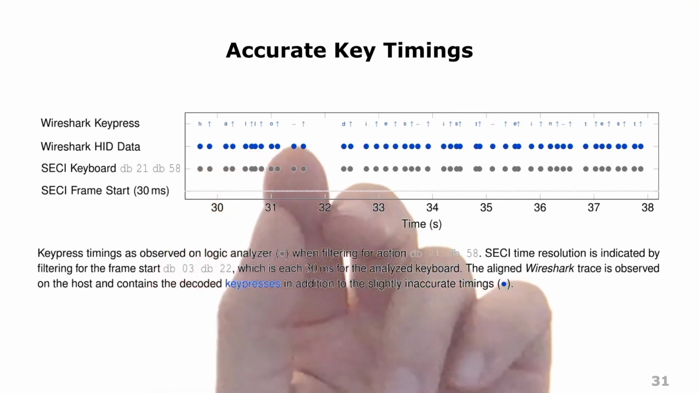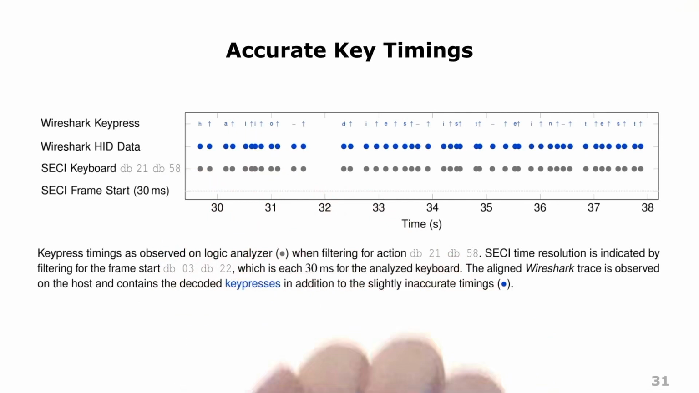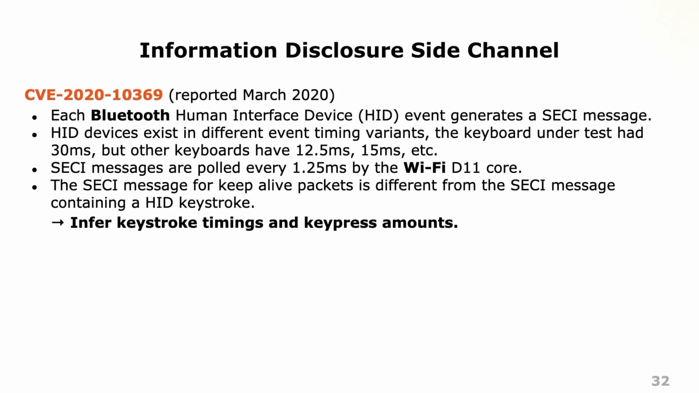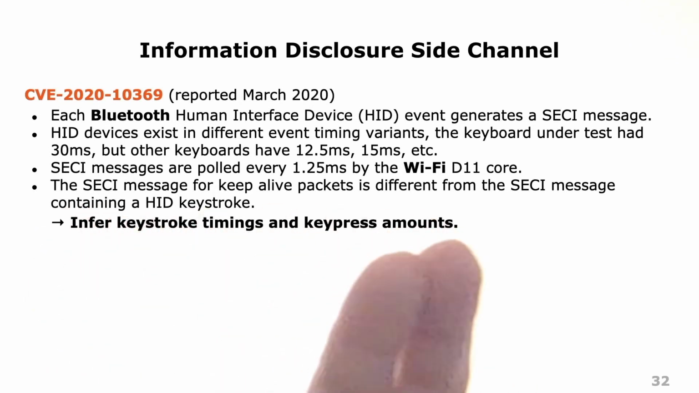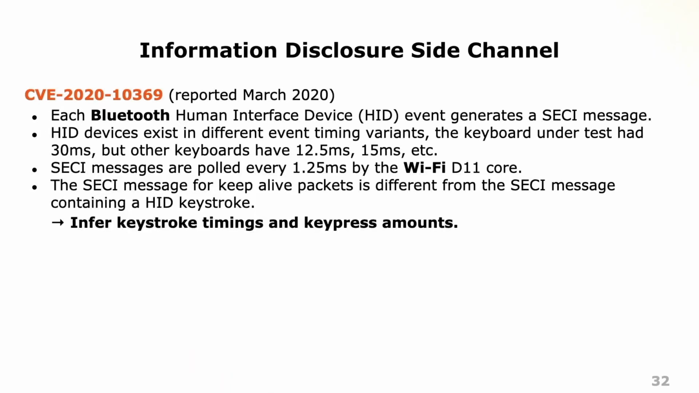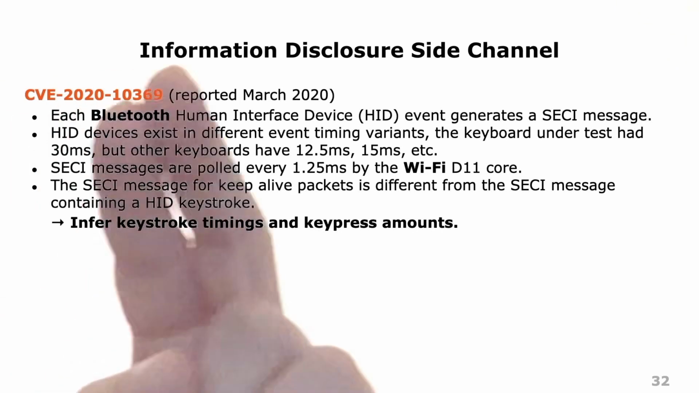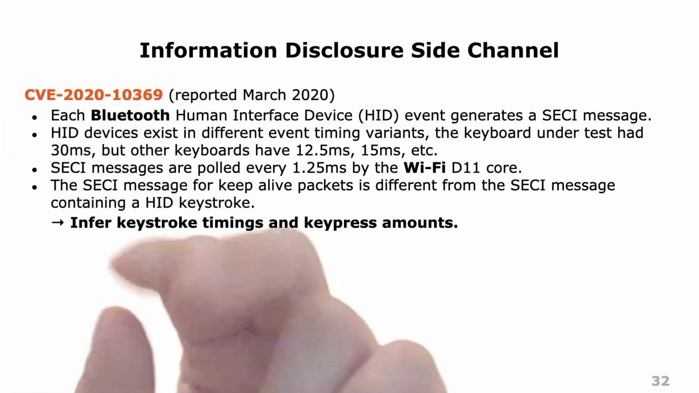This demonstrates that at the Wi-Fi side, we can easily distinguish SECI messages related to key presses. So the bottom line is that having access to the Wi-Fi chipset is enough for measuring key press timings with very accurate resolution. And we know that in some cases, with the help of some artificial intelligence or classification technique, this is enough for guessing what a user is typing. We hence believe that without any further protection, the SECI interface can be used for mounting side-channel attacks, and we requested a CVE for reporting the associated vulnerability.